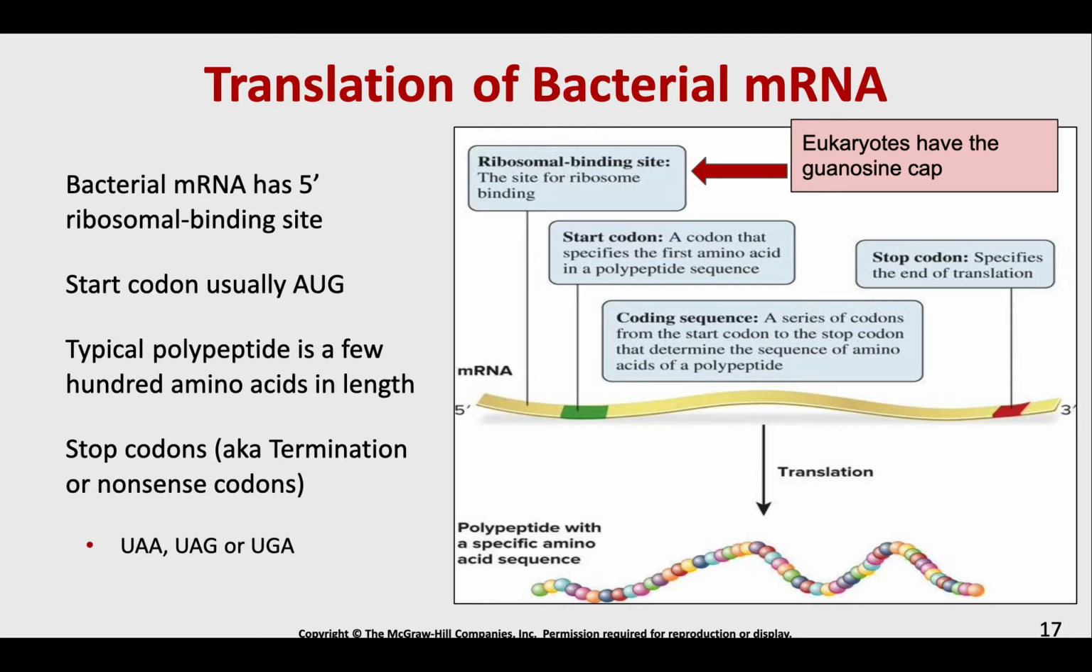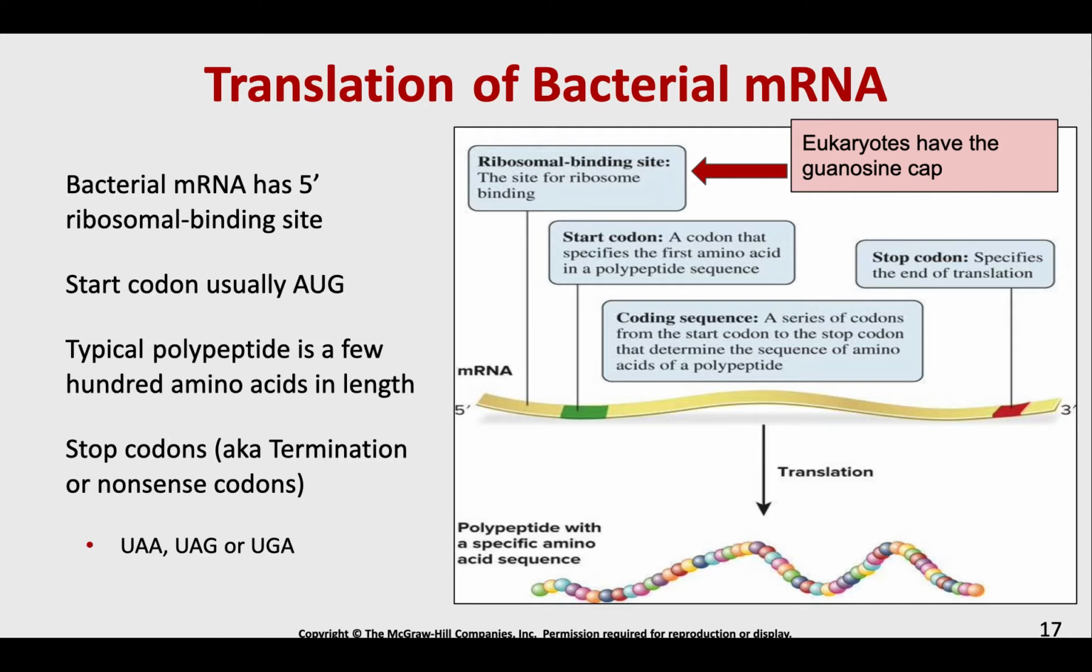But eukaryotes have that guanosine cap, that modified cap. That is what the ribosome will recognize for eukaryotes. Now it's going to find the start codon, which is typically AUG. That's going to signal that this is the start of where you should translate. It also has a stop codon, signaling where we should stop translating, and everything in between is that coding sequence.